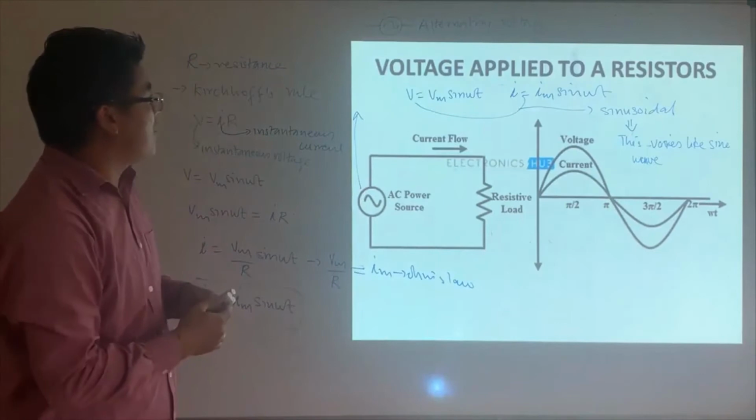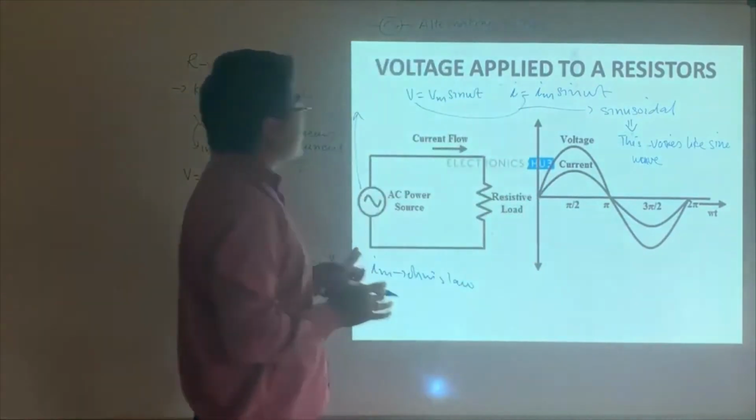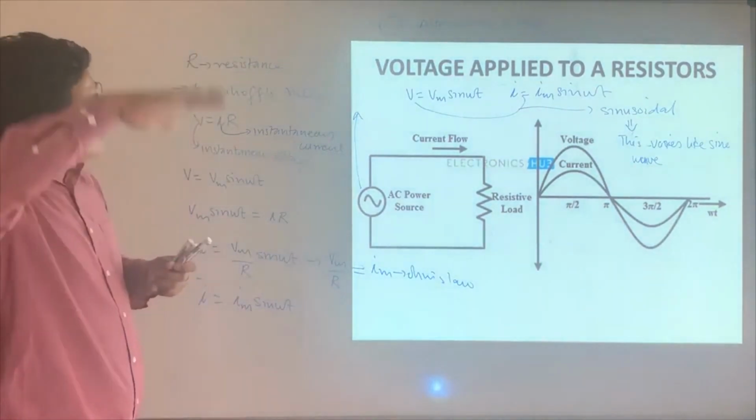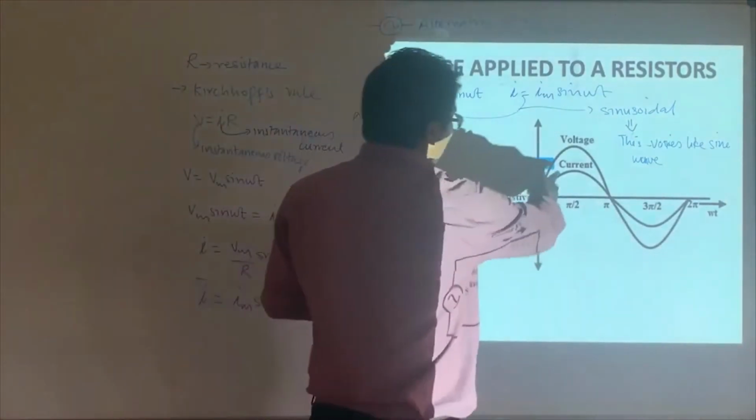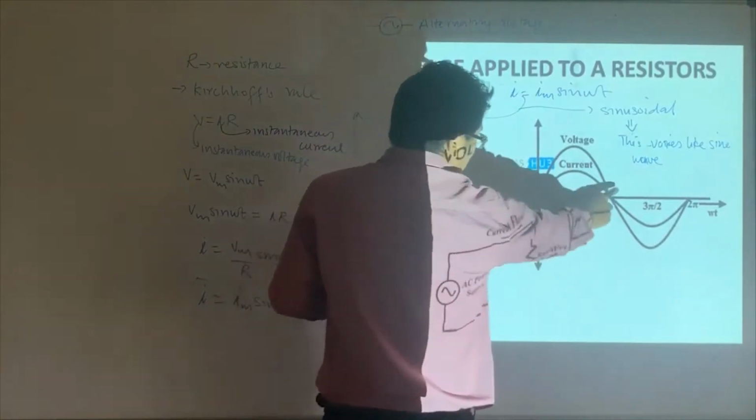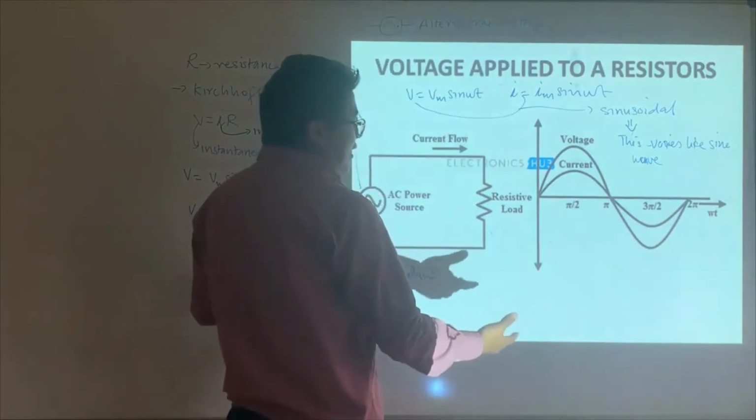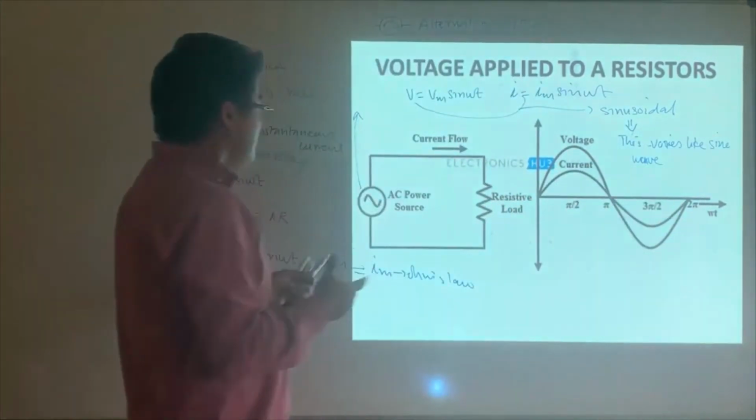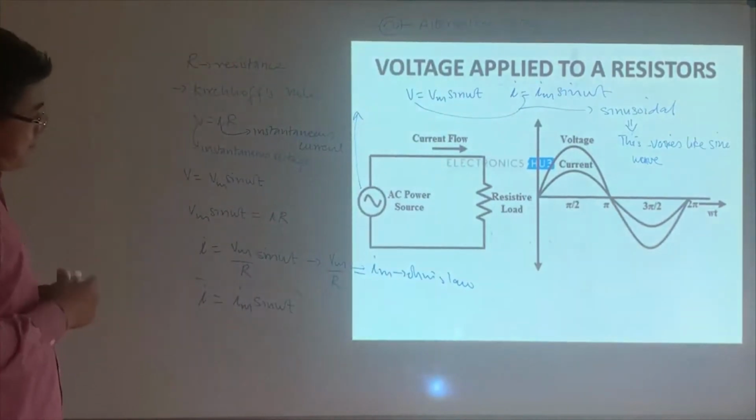They vary together. This implies that instantaneous voltage and instantaneous current vary at the same time. That means if there is maximum current, there is maximum voltage; zero current, zero voltage; then minus I maximum, minus V maximum. This is how it goes, right? So this is alternating. This is what we call alternating.